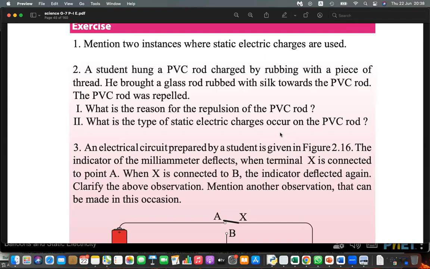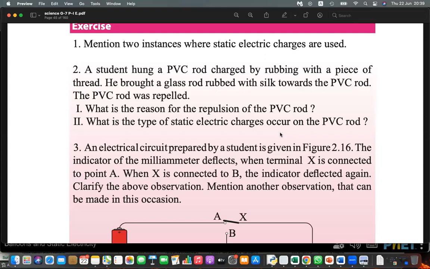Okay. Then the next one. A student has a PVC rod charged by rubbing with pieces of thread. He brought a glass rod rubbed with silk towards the PVC rod. The PVC rod was repelled. Repelled, not attraction, again, repulsion. It is basically pulling away. It's not attracting, it's the reverse of that.